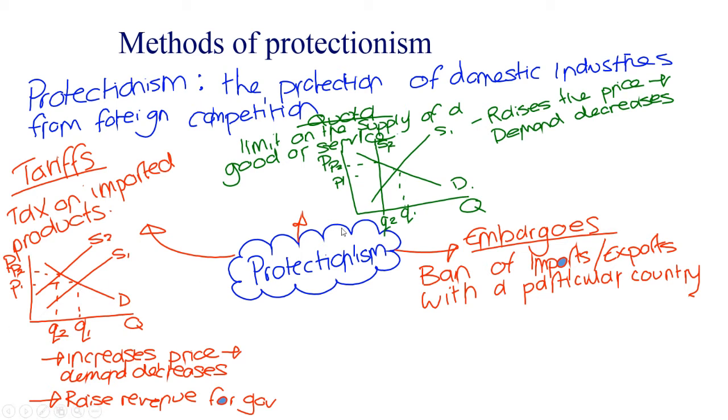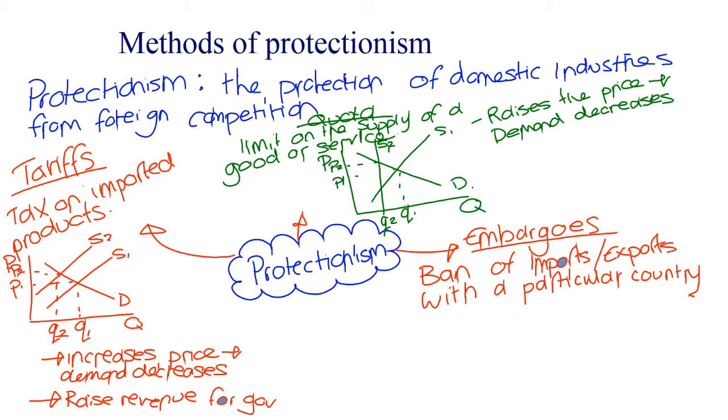Or you could set a quota on something, which limits the supply of a good or a service, so you get your second supply curve being perfectly inelastic, and it should raise the price and therefore reduce the quantity demanded. And you could get an embargo, which is a ban of imports and exports with a particular country, usually for political reasons.